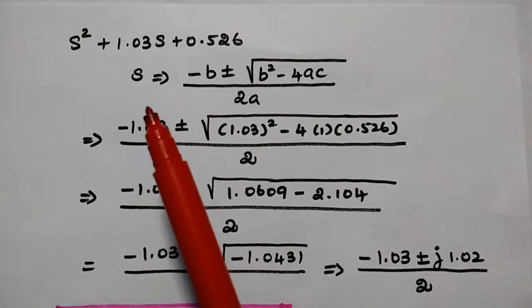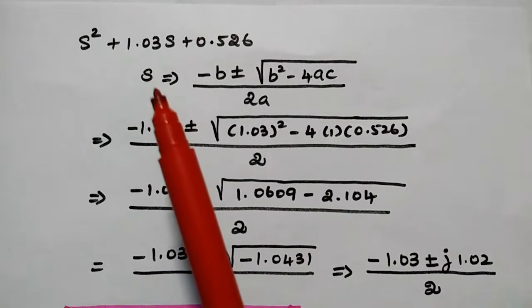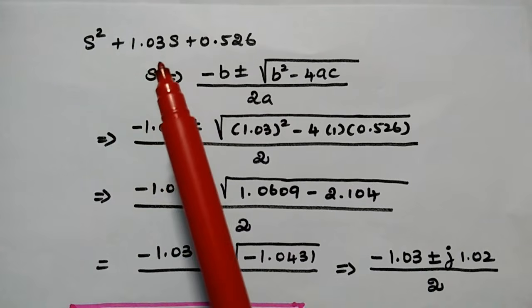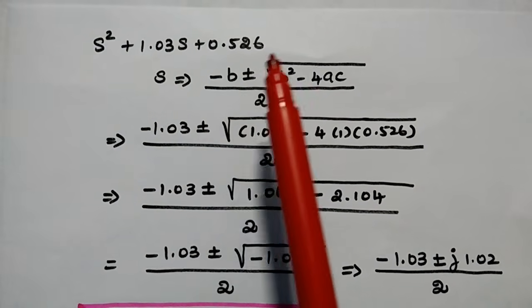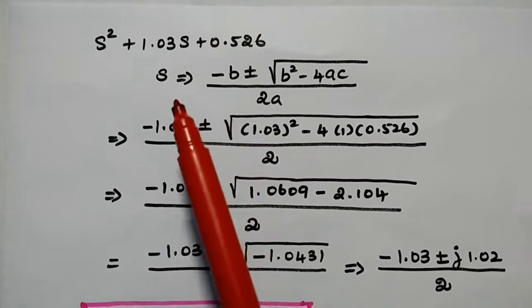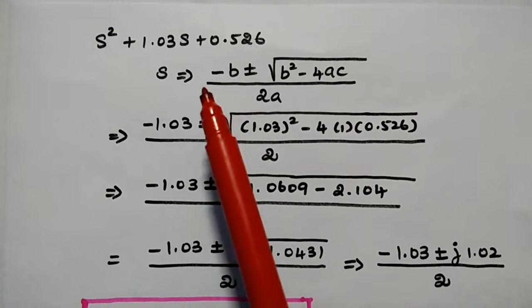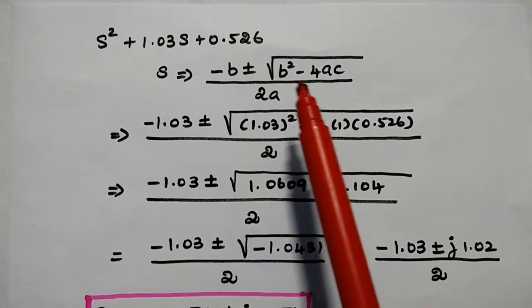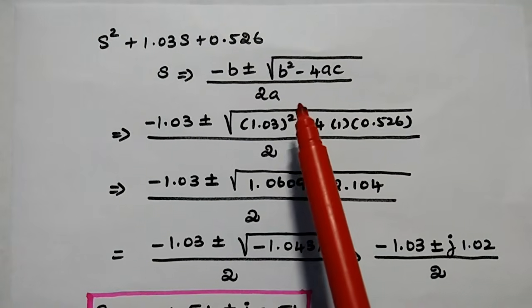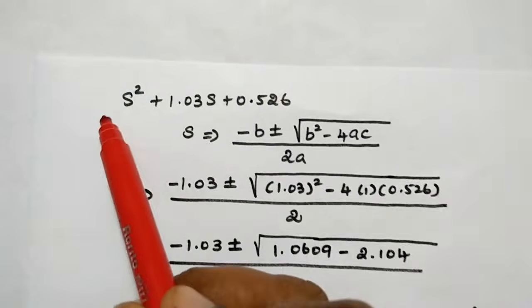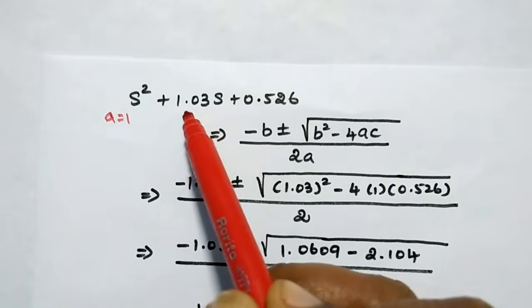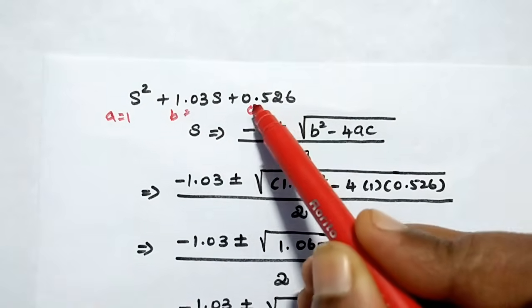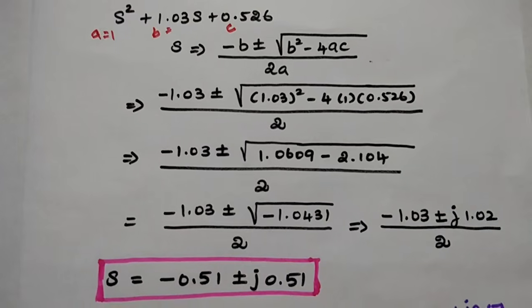For that, we have to find out the root values for this denominator. So here it is s squared plus 1.03 s plus 0.526. We are going to find out the root values using this formula, that is s is equal to minus b plus or minus square root of b squared minus 4ac divided by 2a. So here a value is equal to 1, b value is equal to 1.03 and c value is 0.526.